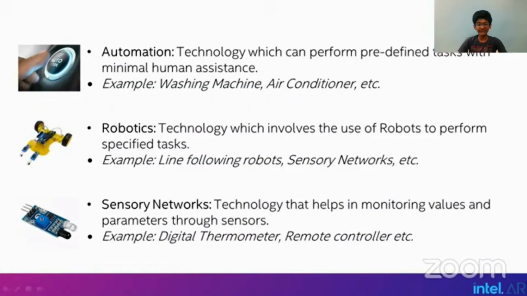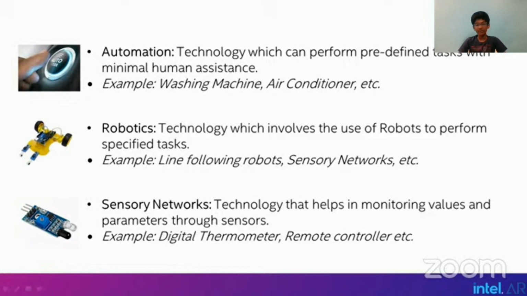Now we will see the components of AI, or the components of electronics used for AI. They are automation, robotics and sensor networks. Automation is nothing but the technology which can perform predefined tasks with minimal human assistance. Example, washing machine, air conditioner, etc.